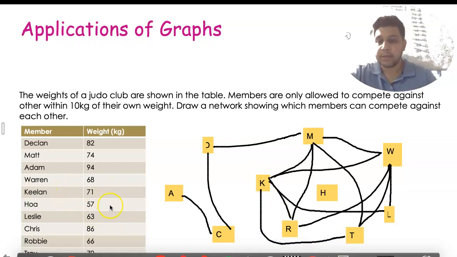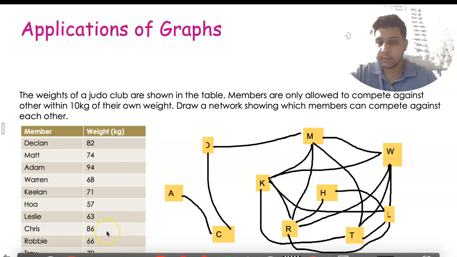Okay, now we look at Hoa. Hoa is 67 kilos to 47 kilos. The only person within range is Robbie and Leslie. So Robbie and Leslie. Okay, now we look at Leslie. Is 73 kilos to 53 kilos. Chris is too heavy. Leslie and Robbie. Go a little line on the outside there. And Troy is also within range.